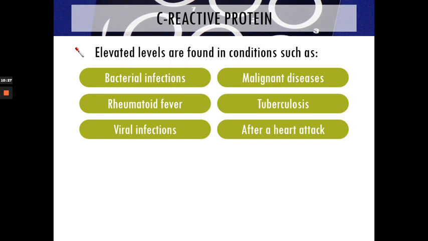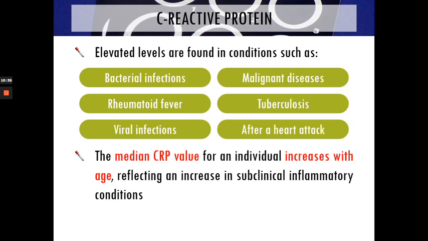Okay, but it still tells you that there could be a problem, or that there's an inflammation ongoing inside the patient's body. All right. And the median CRP value, meaning the CRP value of the population, increases with age, which means that as we get older, we tend to experience a lot more inflammatory diseases or inflammatory conditions. That is why our median CRP value, the general CRP value that most of the population has, is increasing.